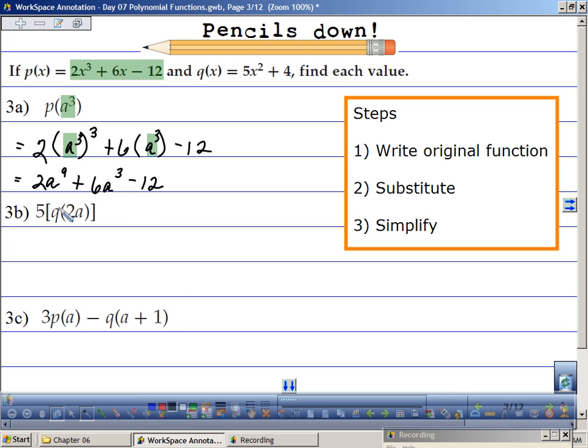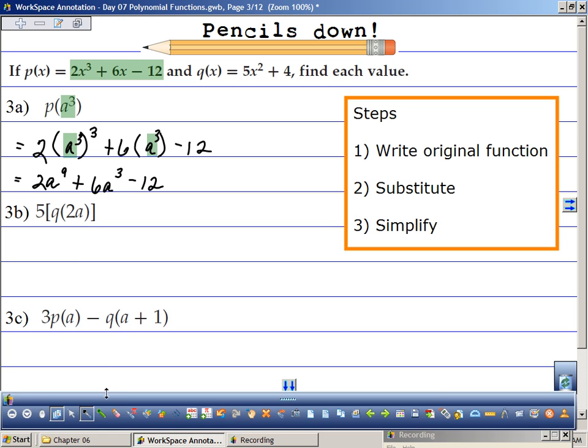All right, this one's not too bad, right? That's the answer. That's completely simplified. There's nothing you can do from there. All right, this one's a little bit different. This one says I'm going to have a q function, but when I have my q function, I'm going to substitute 2a.